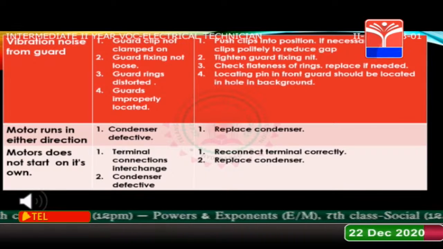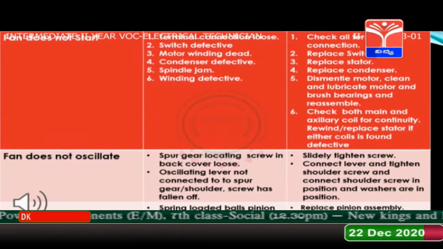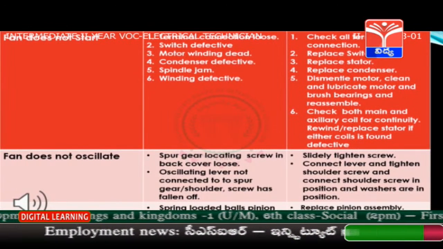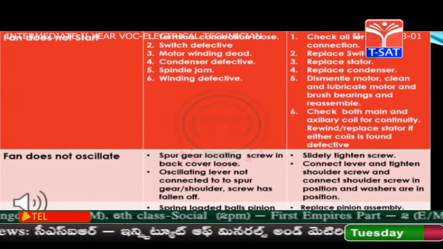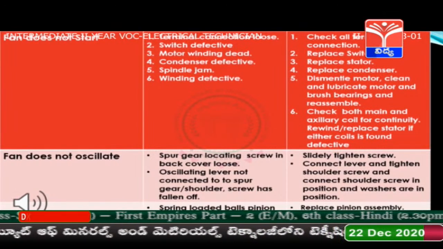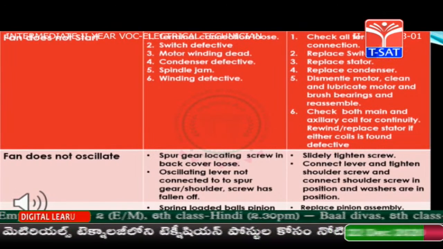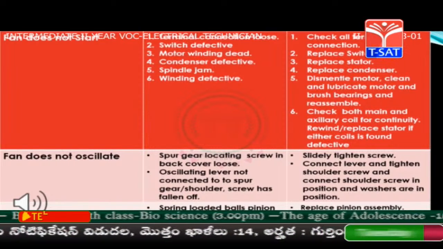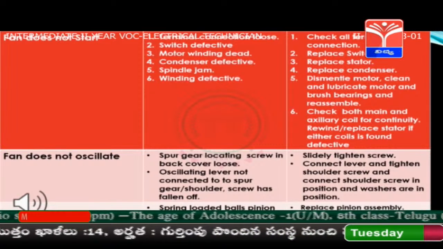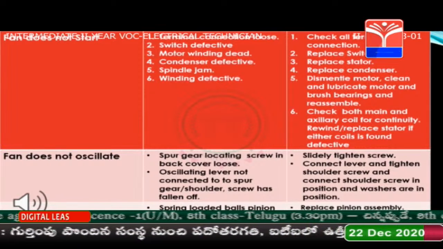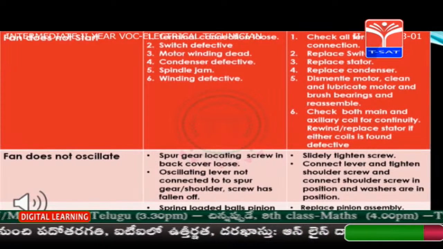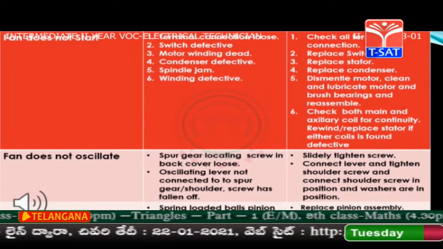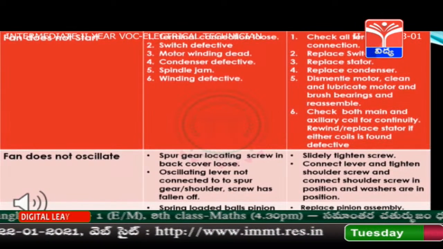Fan does not oscillate. Reason: spur gear locating screw in back cover loose. Remedy: slightly tighten the screw. Reason: oscillating lever not connected to spur gear and shoulder screw has fallen off. Remedy: connect lever and tighten shoulder screw in position.